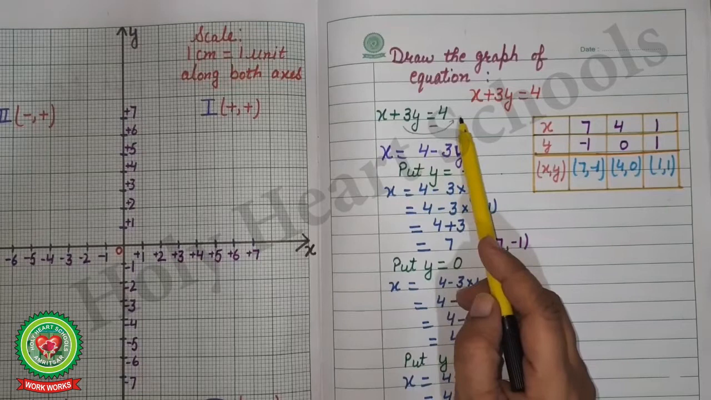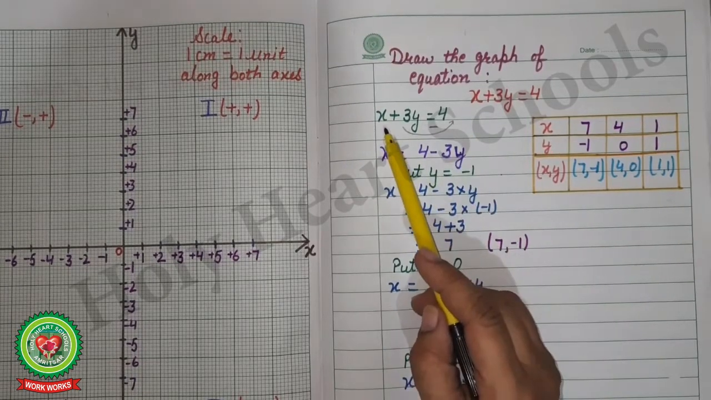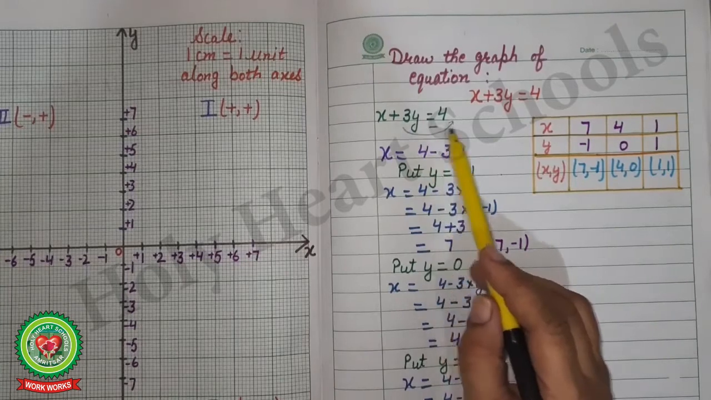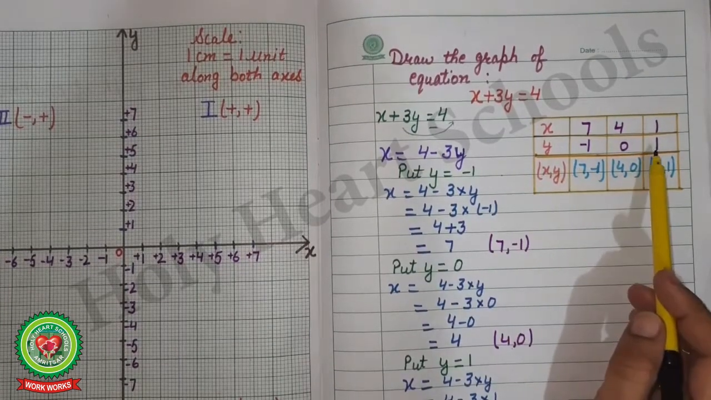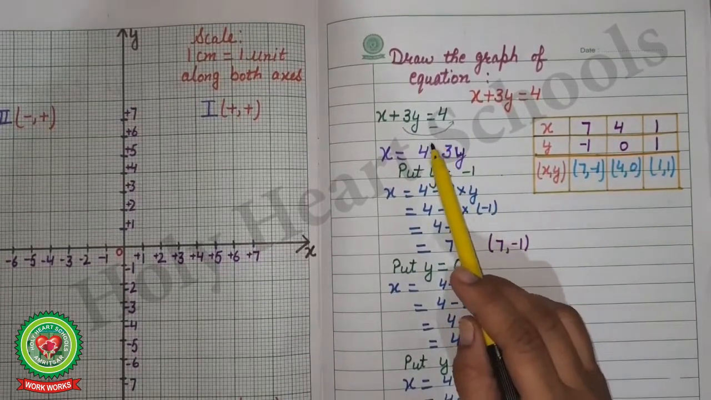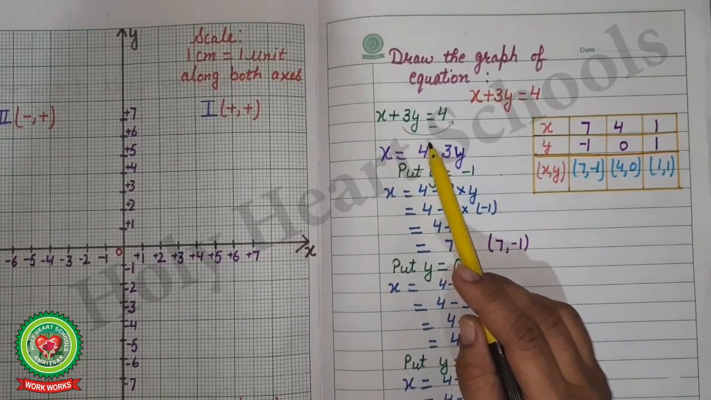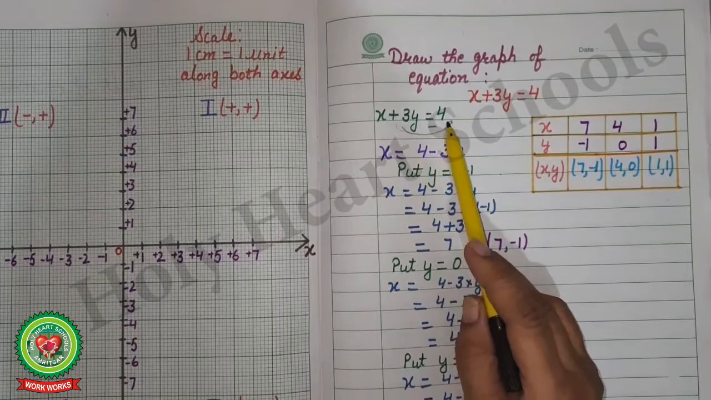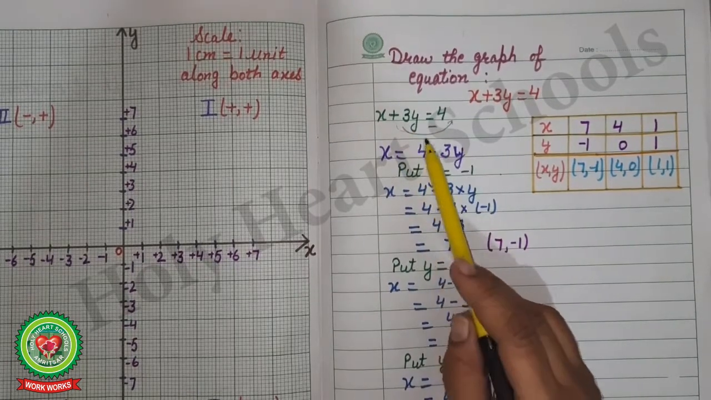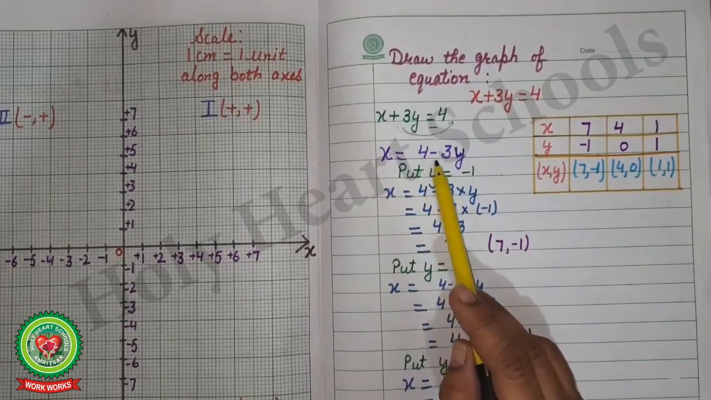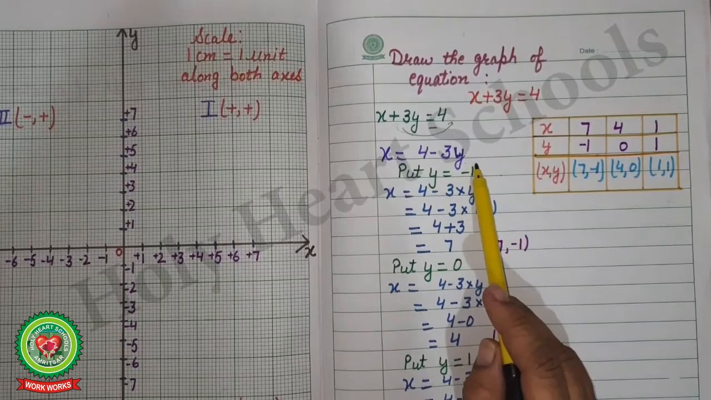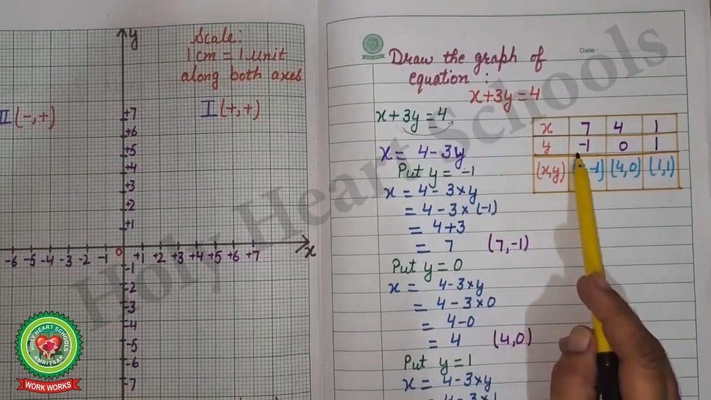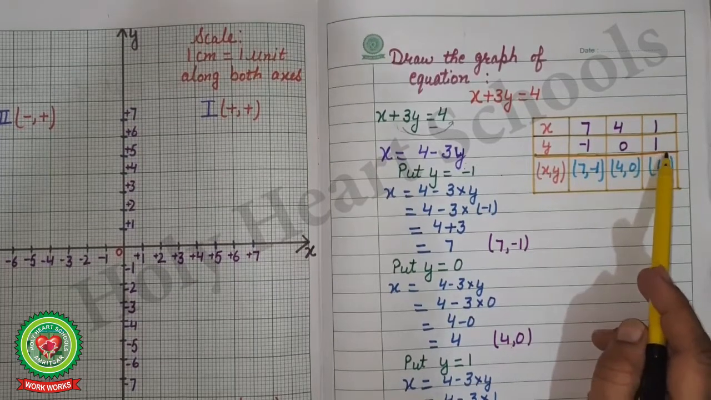Shift 3y to the other side to find out the value of a single variable, and in this sum we will assume the value of y and substitute the value of y in the equation, and we will find the value of x. After shifting, plus shifted to minus, and it will become x is equal to 4 minus 3y. Now we will assume the values of y as minus 1, 0, 1.